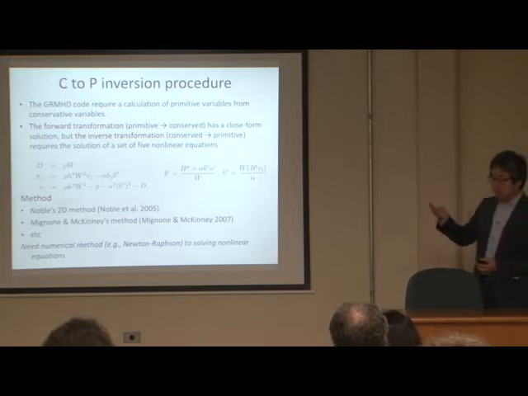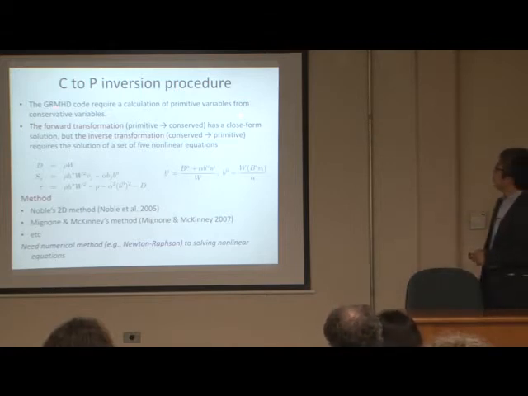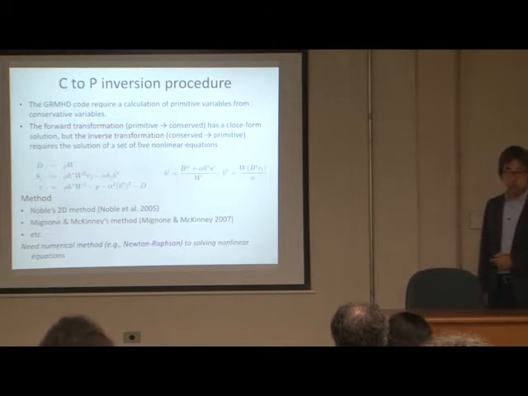The velocity and the magnetic field, to the conserved variables, is the case. The forward transformation from the primitive variables to the conserved variables has a closed-form solution. But the inversion, the calculation from the conserved variables to get the density, velocity or gas pressure, is not straightforward. So we need some numerical calculation.